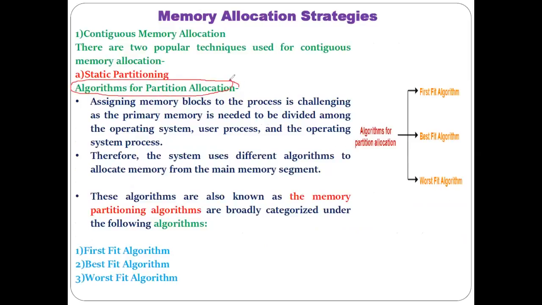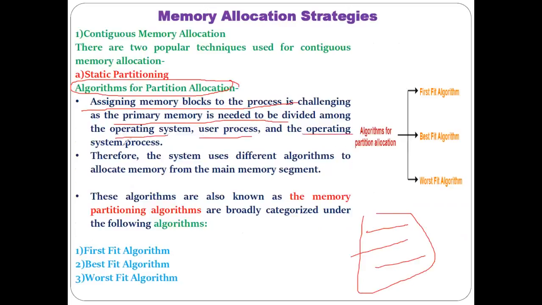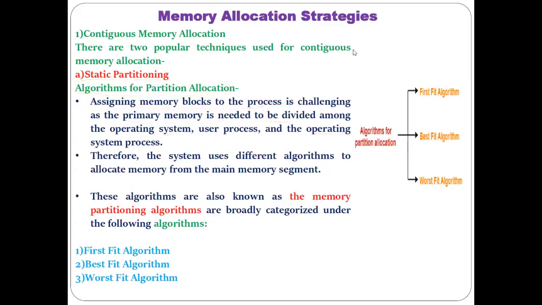As we have discussed, assigning memory blocks to the process is a very challenging task, as the primary memory needs to be divided. This primary memory has to be divided into different partitions. And that primary memory contains the operating system, the different user processes, operating system processes, etc. As you know, our primary memory is limited. That is the reason assigning memory blocks to processes is a very challenging task. Primary memory, compared to secondary memory, is limited, and that is the reason it has to be managed carefully.